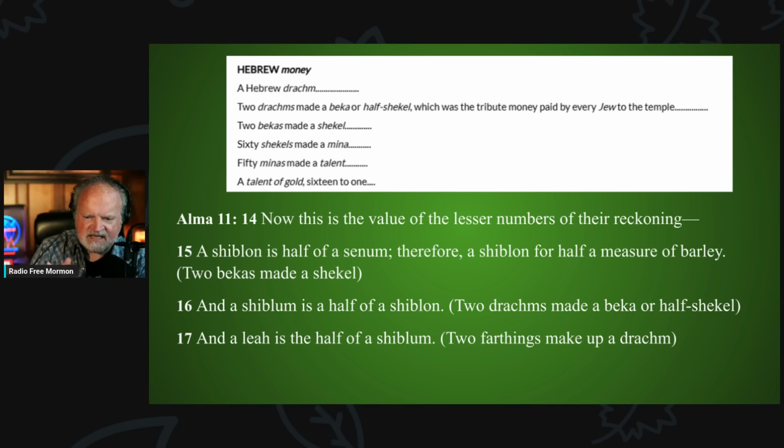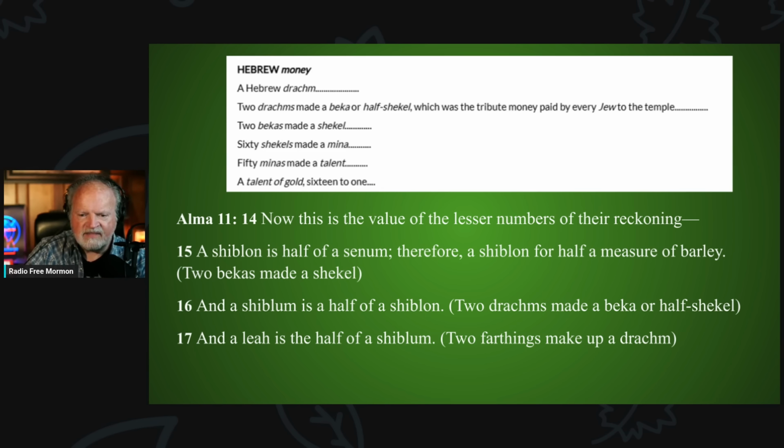So Alma 11:14 says, "Now this is the value of the lesser numbers of the reckoning." Remember, this is just for the lesser numbers. "A shiblon is half of a senum, therefore a shiblon for half a measure of barley." 2 bekahs make a shekel. "And a shiblum is a half of a shiblon." 2 drachms make up a bekah or half shekel. "And a leah is the half of a shiblum." And 2 farthings make up a drachm.